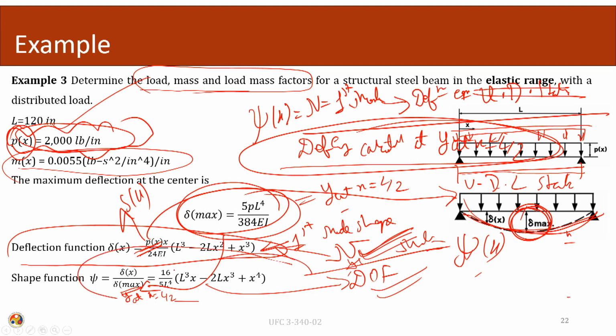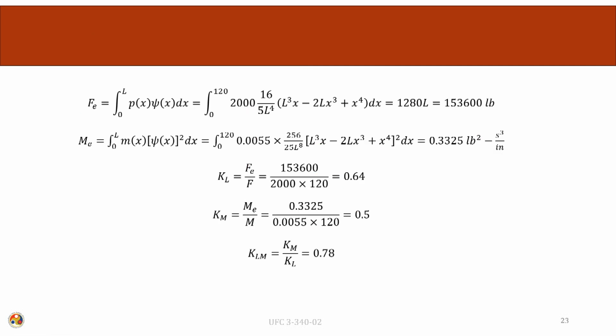Once we have our shape functions, we can use the equation for equivalent mass: integration over the entire length of the mass per unit length times the shape function squared.